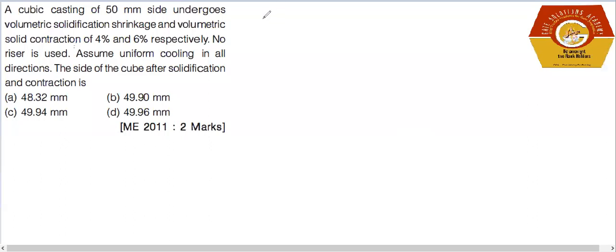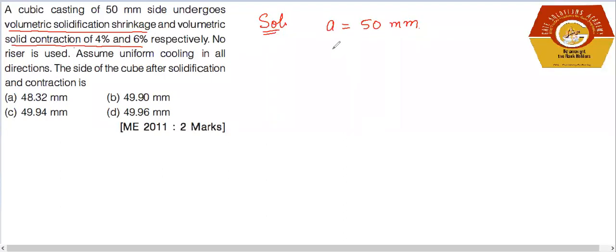So in this question, let us solve the solution part. In this question, we can see that a cube casting of 50 mm side, right? So that side of the cube is defined as 50 mm. It undergoes a volumetric solidification shrinkage and volumetric solid contraction of 4% and 6%, right?